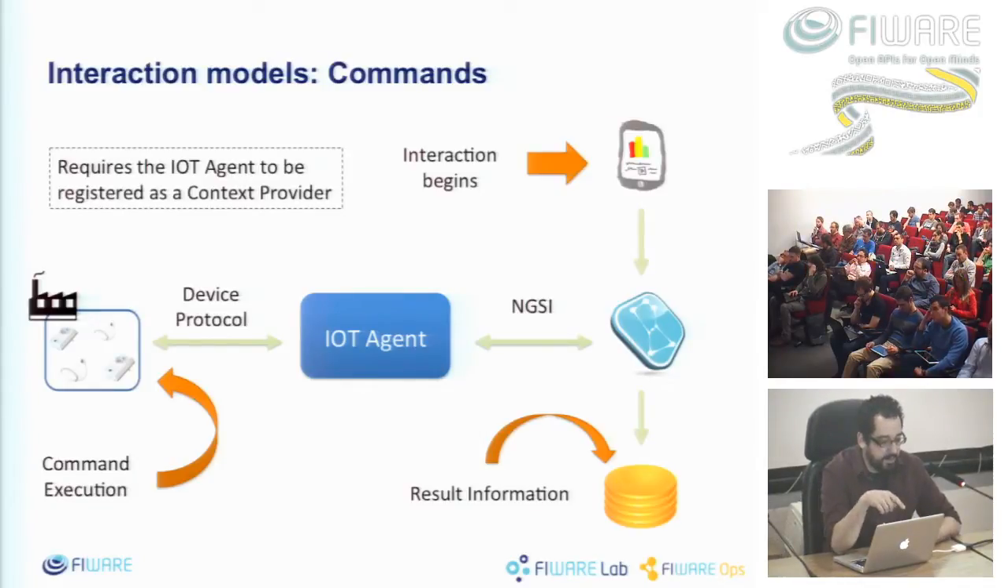But the idea is that the redirection of the command from the context broker to the IoT agent is synchronous, but the request from the IoT agent to the device to execute the command is asynchronous. The IoT agent takes note. It has an internal queue to process the command whenever it wants to, and then the information about the execution of the command will be stored in the special status and results attribute that you can find in the local instance of the context broker.